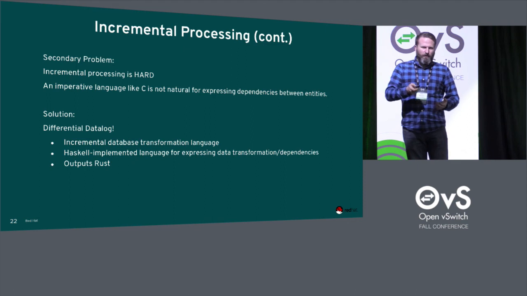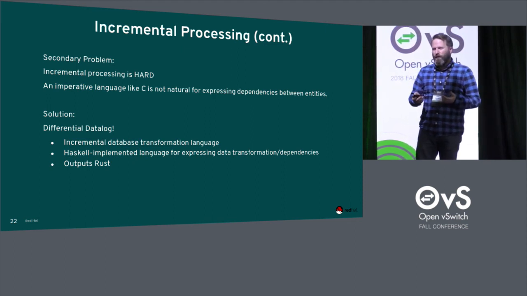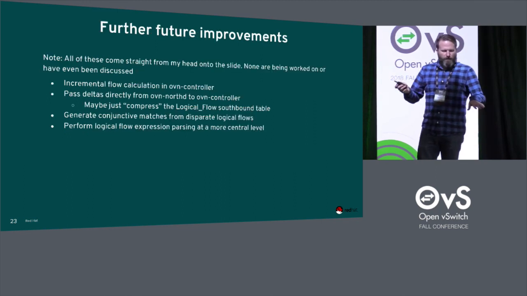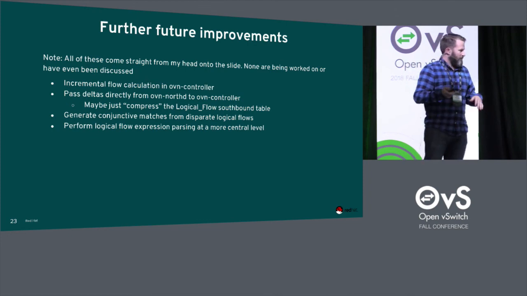Earlier in my other talk, I mentioned Haskell and Rust being potential new dependencies for OVN, and this is why. I have some further future improvements here, but I'm just going to skip over those because I need to go on to my next talk. So.